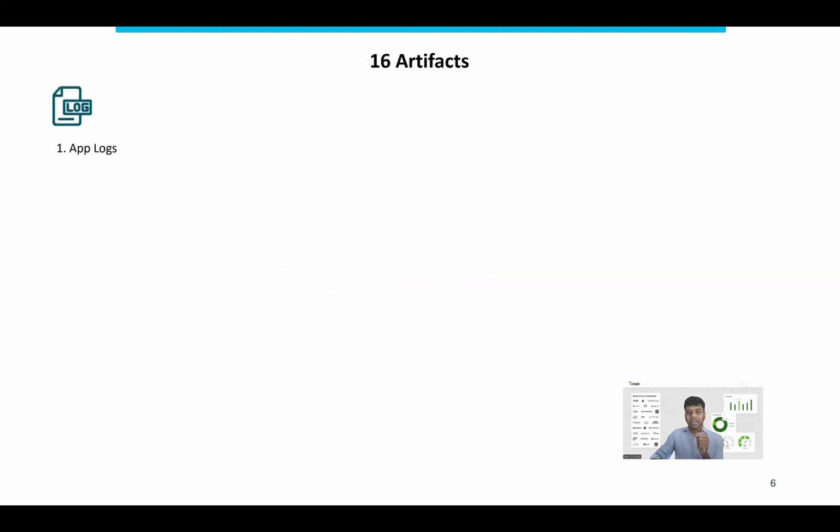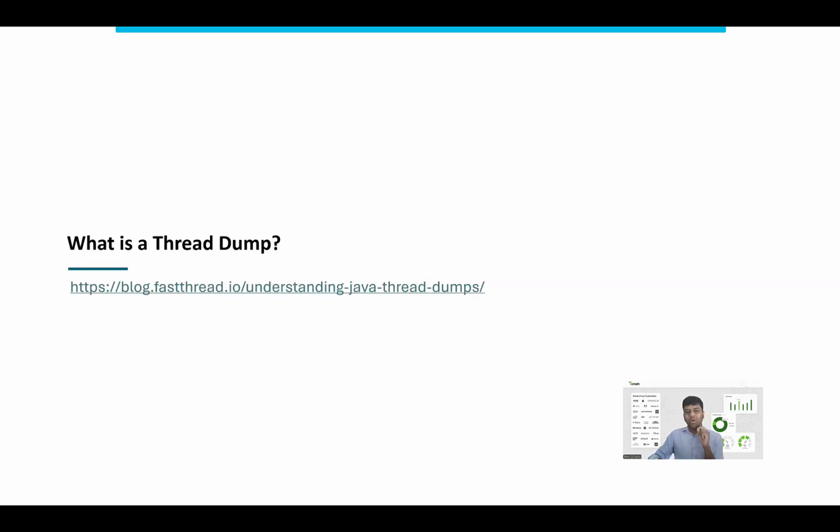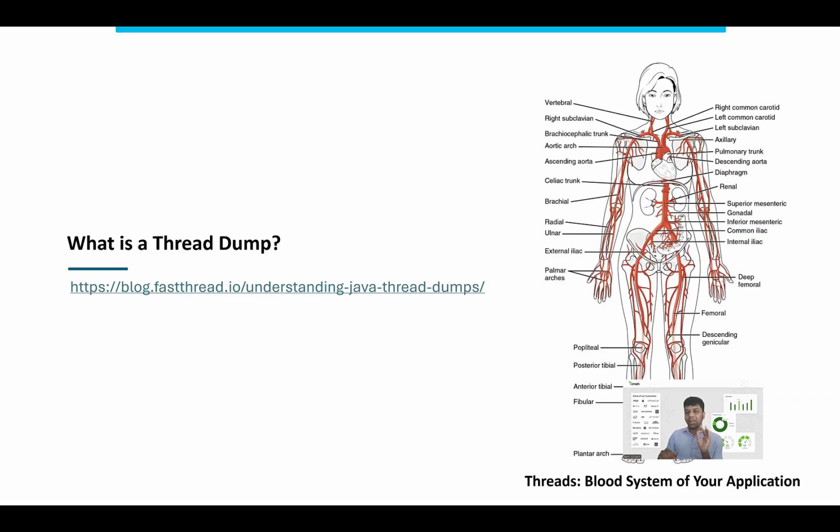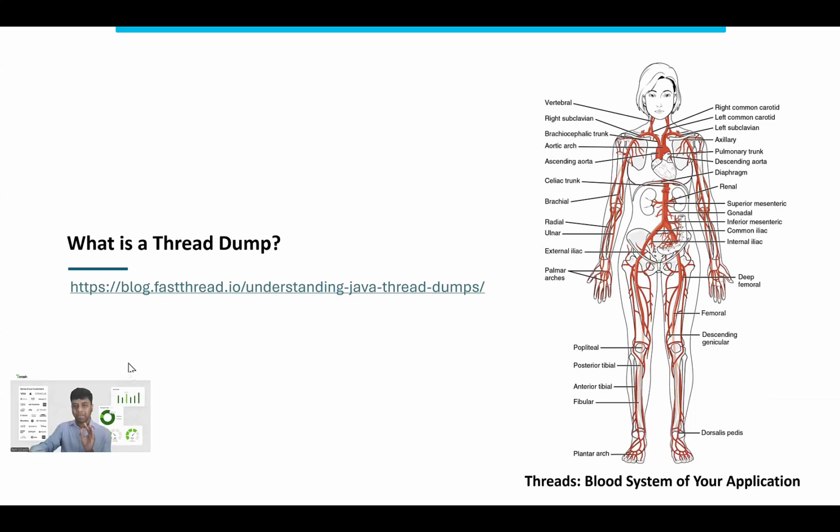Okay. Now, the next artifact you want to look at when it comes to troubleshooting is thread dumps. Friends, what is a thread dump? Friends, a thread dump is nothing but a snapshot of all the threads running in your application, right? The thread dump gives you the code execution path of each thread in your application. Friends, the threads are like the blood system of your application, right? They're like the blood system of your application.